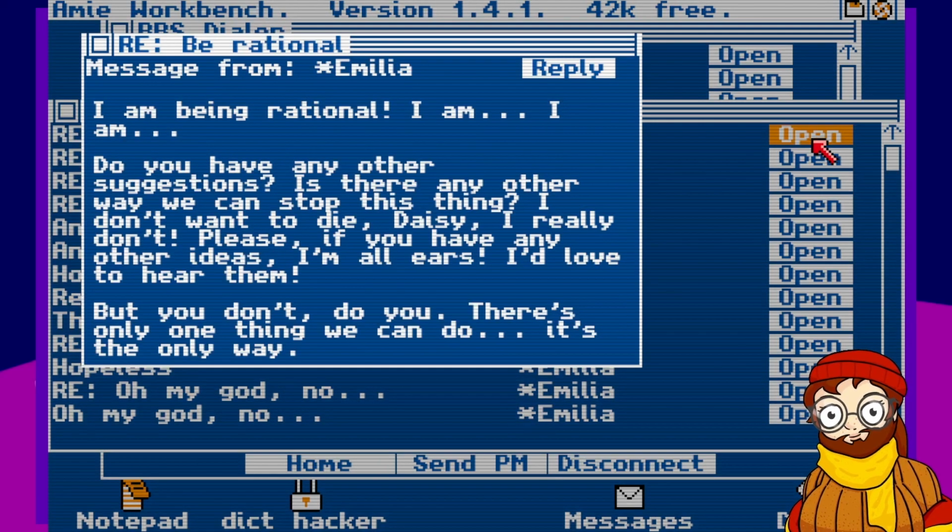Be rational. I am being rational. I am. Do you have any other suggestions? Is there any other way we can stop this thing? I don't want to die, Daisy. I really don't. Please, if you have any other ideas, I'm all ears. I'd love to hear them. But you don't, do you? There's only one thing we can do. It's the only way.